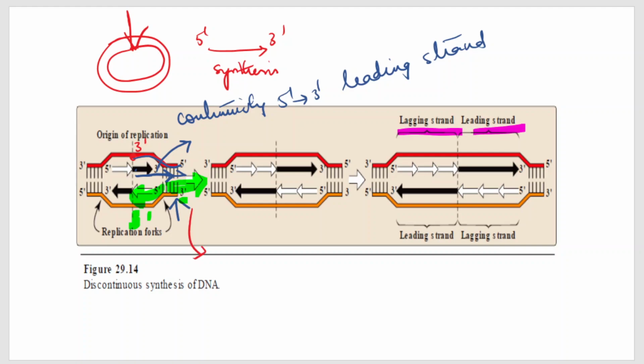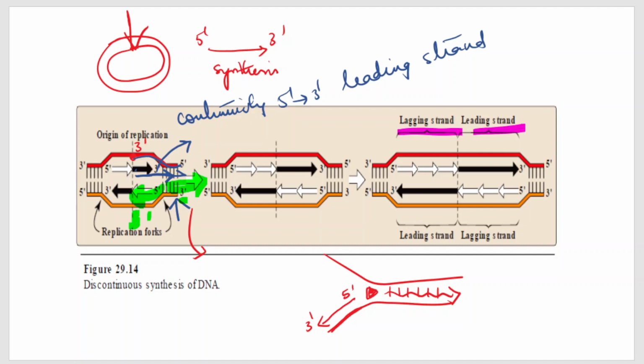So consider this is the replication fork. Now the DNA helicase keeps unwinding the DNA in this direction. Now I have synthesized a new strand along this direction. So this is my 5' 3' direction. So I have synthesized a new DNA strand complementary to this parental strand in this direction.